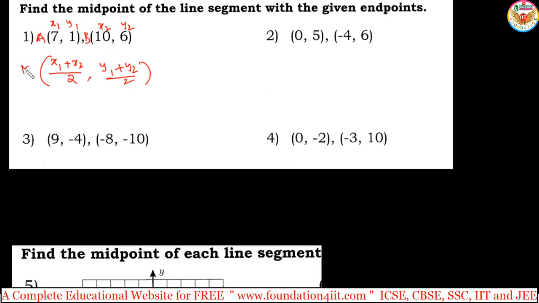So the midpoint, let it be M. You can substitute in this. That is x1 plus x2, 7 plus 10.